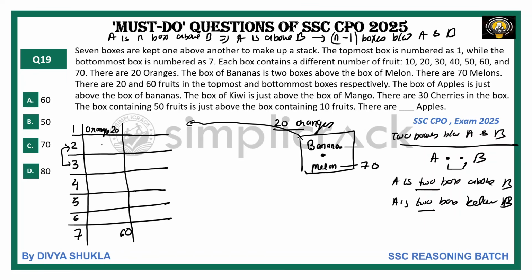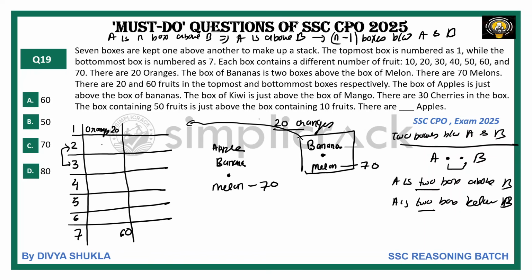Okay, that means what else we can think of here, that apple was just above bananas. That means I am having a combination of apple then banana. Then you have to leave one box and then you would be having melon, whose number is 70.